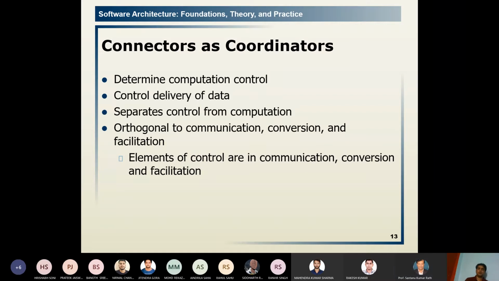Orthogonal to communication, conversion, and facilitation. When it is doing the coordination work, then it will just ignore the communication, conversion, and facilitation. Means it is orthogonal to the other three. When it is coordinating, it is orthogonal to the other three roles. Which one? Communication, conversion, and facilitation. The elements of control are in communication, conversion, and facilitation.